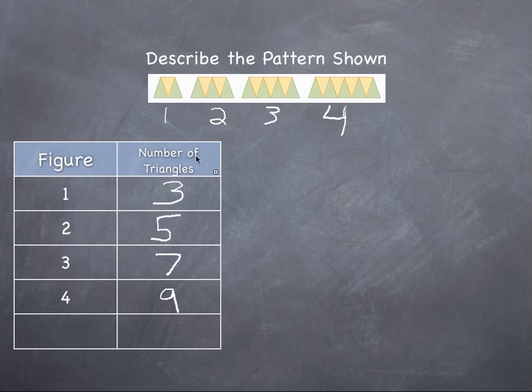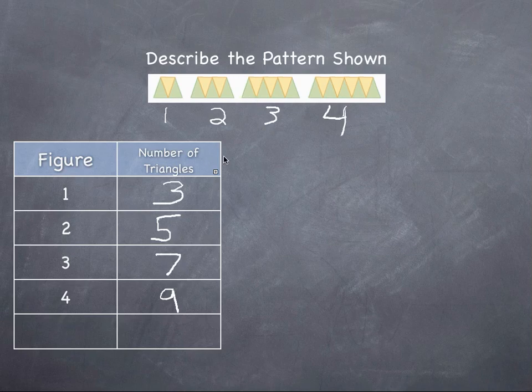Now there's a couple of patterns here. We can see that the figure numbers are going up by 1 each time, but that's not really a big pattern because that's just regular counting: 1, 2, 3, and 4 pictures. The number of triangles pattern though is what we want to take a look at. Figure 1 has 3. Figure 2 now has 5 triangles, then 7 and 9.